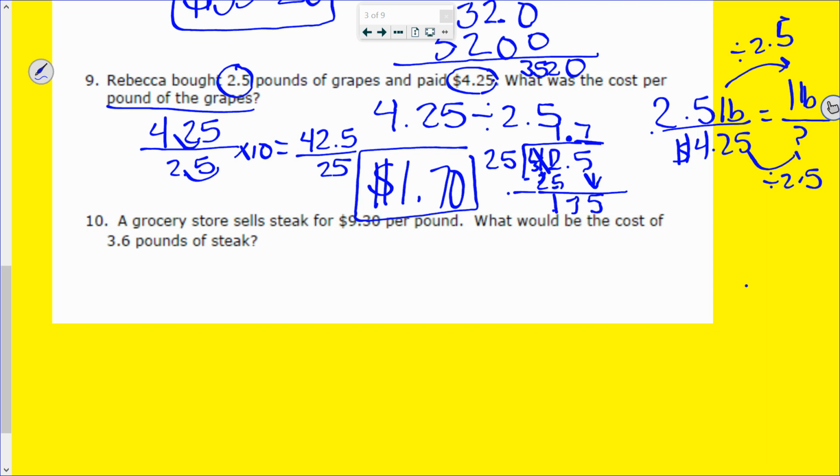And number 10. Number 10 says a grocery store sells steak for $9.30 per pound. What would the cost be for 3.6 pounds? So on number 10, inversely to number 9, you're given the amount for 1, and you want to know how much it is for 3.6. So you're going to be multiplying $9.30 times 3.6.